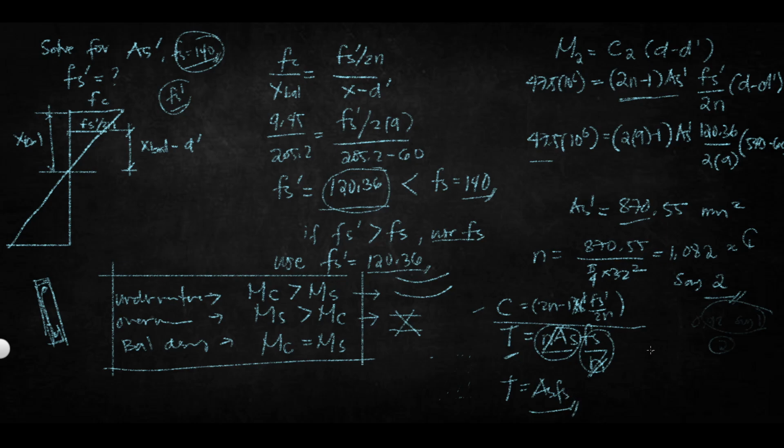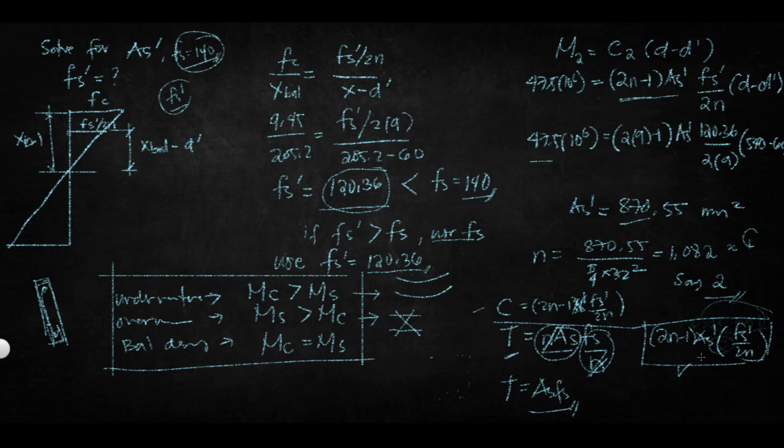Tama? Samantala yung C natin is kailangan mo siya ng transform area 2n minus 1 As prime times yung stress niya Fs prime over 2n. As you can see, yung pag-memorize na lang po ito. Kaya sana po naintindihan kung bakit medyo may pagkakaiba yung compression steel formula. Yung force niya instead of As prime, Fs prime na lang, no? Nalagyan pa natin siya ng 2n minus 1 saka over 2n. Okay, so take note, ha?